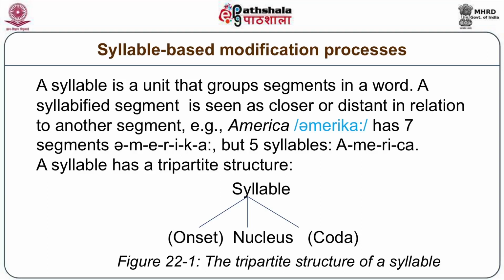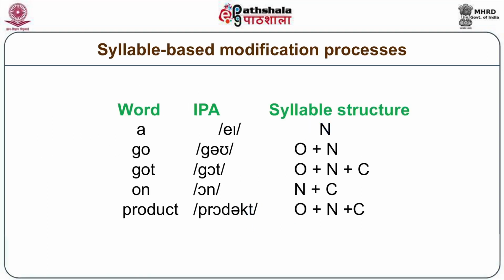A syllable has a typical structure, a tripartite structure, namely onset, nucleus, and coda, earlier called onset, peak, and coda. Some examples of the structure of syllables are given on the screen. The examples are from English. We have words such as a, go, got, on, product, with different types of onset, nucleus, coda structures.